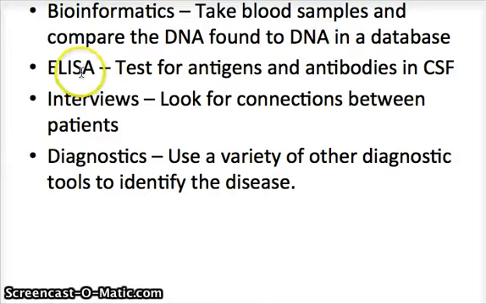We can also do ELISA tests and test for the antigens and antibodies to see if we have that specific pathogen. We can interview the patients and look for connections between them, see what kind of food, see what activities they're participating in. And then finally we can use other diagnostics, like MRIs, CAT scans, simple X-rays, and other blood tests to diagnose the patient. And that's it.